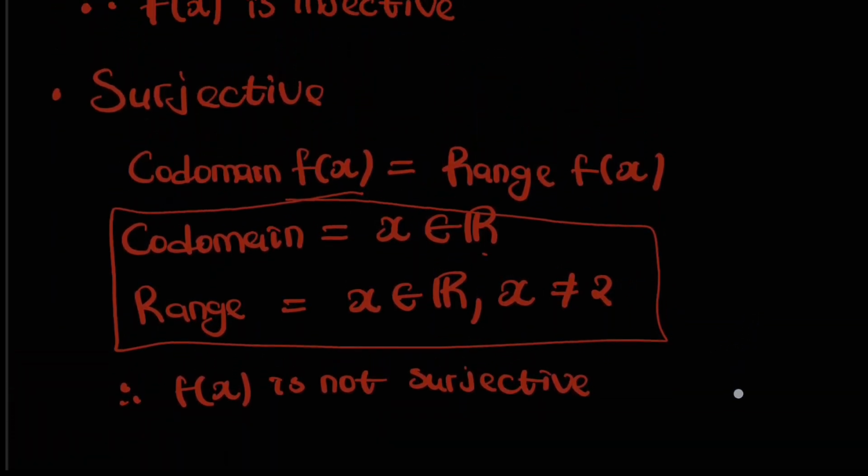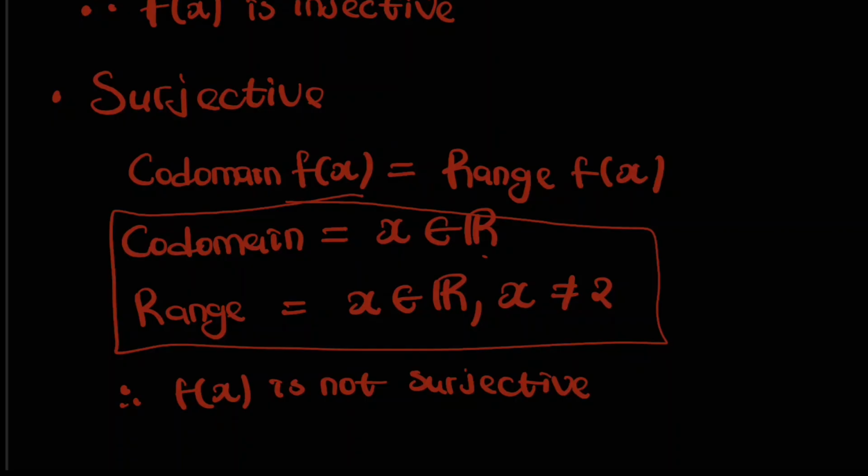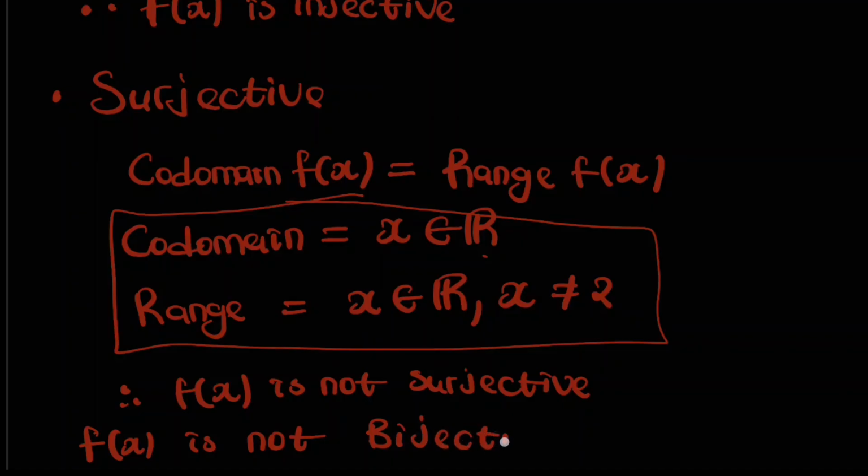Okay, from there now we can conclude that f of x is not bijective. Why? Because as long as f of x is not surjective, then it is automatically not bijective. Remember, f of x is bijective if f of x is both injective and surjective. So in this case, it is not bijective.